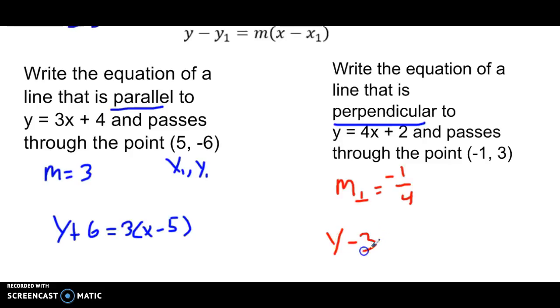So y minus our y coordinate, 3, is equal to negative 1/4 times x minus our negative 1. So in this case, x minus a negative 1 will become x plus 1. And that's really all there is to it.